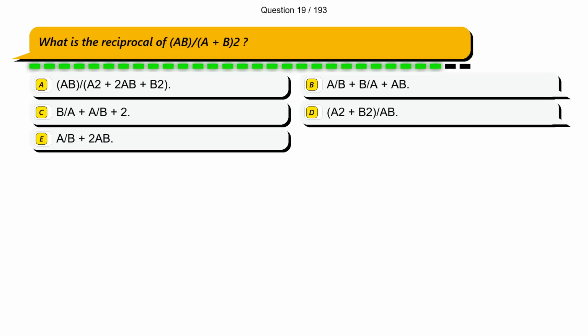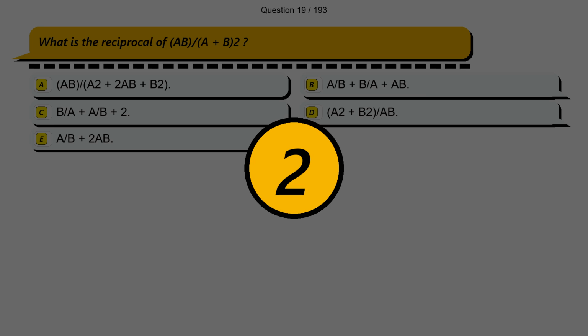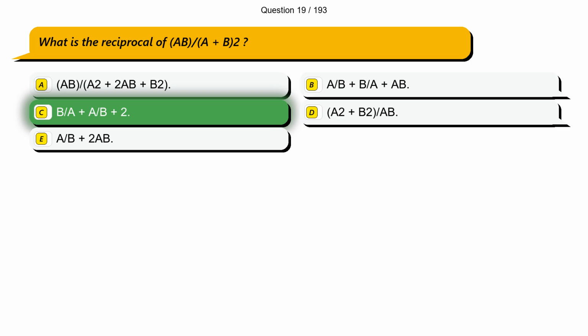Question 19. What is the reciprocal of ab over (a plus b) squared? Option A, ab over a squared plus 2ab plus b squared. Option B, ab plus b over a plus ab. Option C, b over a plus ab plus 2. Option D, a squared plus b squared over ab. Option E, ab plus 2ab. The correct answer is option C, b over a plus ab plus 2.